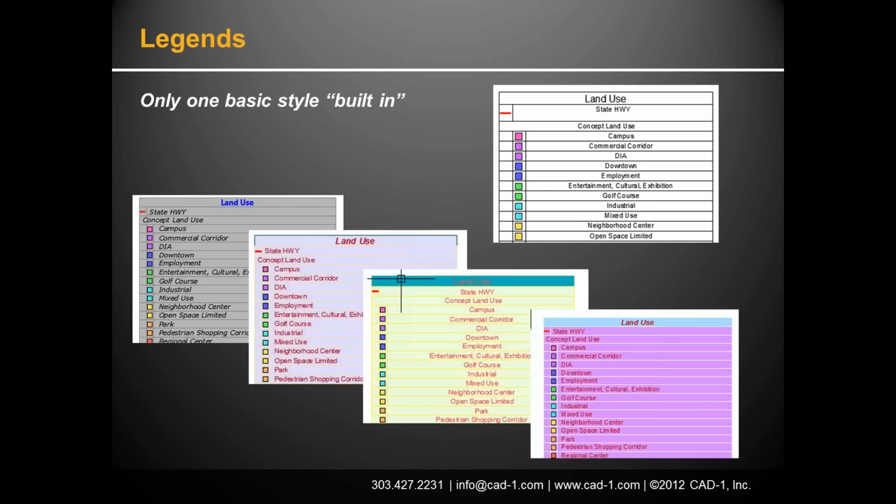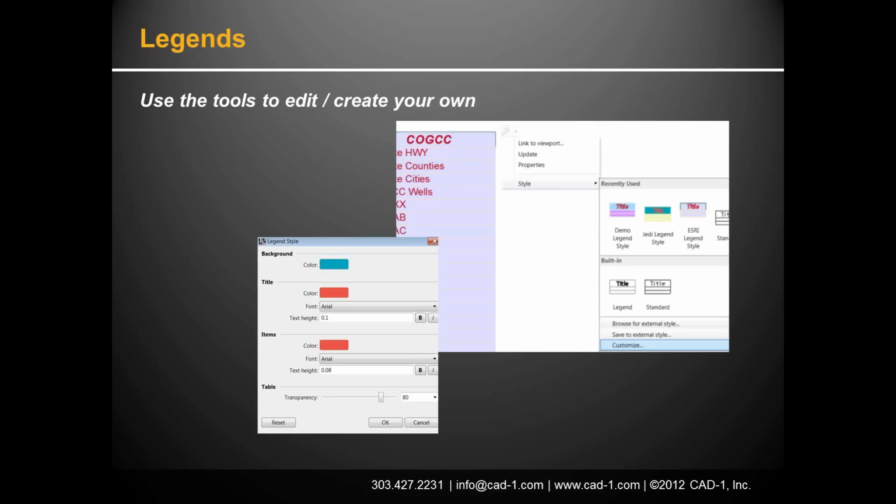Now, there are two methods of building your own. When you bring one in, you can grab it, use the tool, just like all the other tools, that little monkey wrench in there. You can go into the style, as you see there, and you can customize the style. However, if you take a look at that little dialog there, what can you customize? Well, you can customize the background color. You can customize the color of the title text and the font, the height, some of the items, and the transparency, and that's about it.